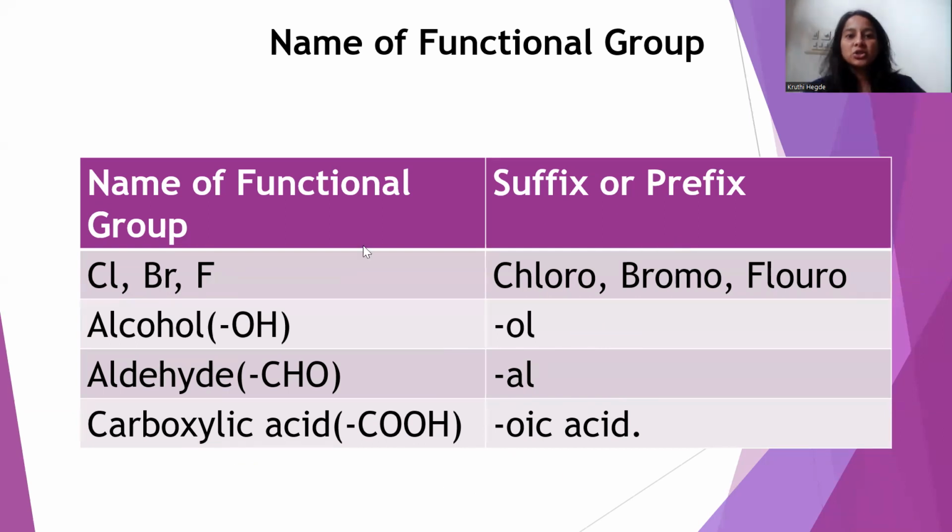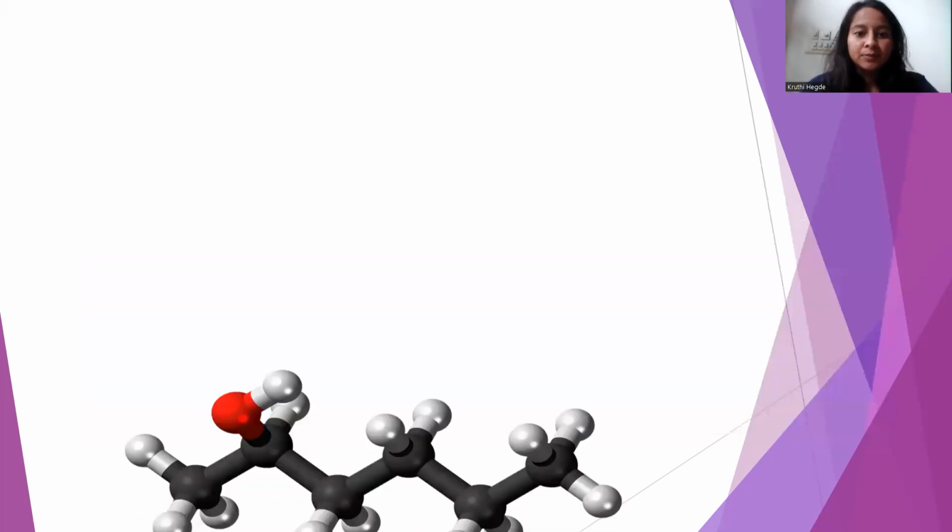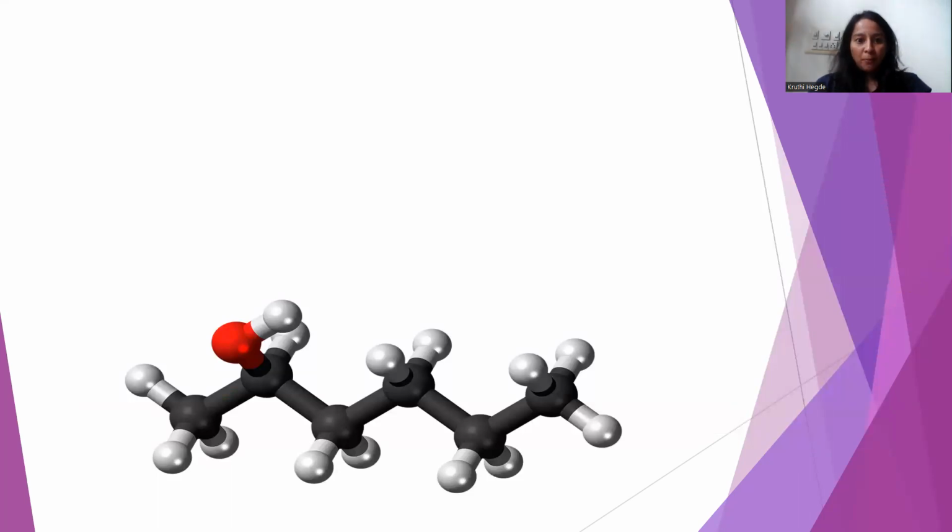So now let's try to name the organic compound with a lot of examples. So here is an organic compound, right? Look at the number of carbon atoms. Before that, we need to know which is the carbon atom and which is the hydrogen atom. Black color is carbon atoms. So count the number of carbon atoms. You can see here 1, 2, 3, 4, 5, 6 carbon atoms.